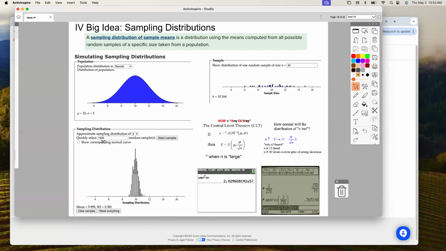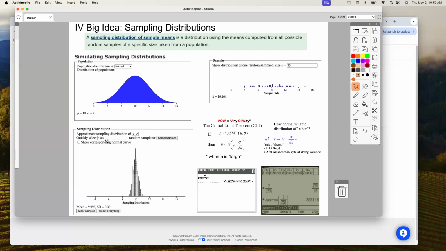Let's say I did it 1,000 times, and the software is going to be able to do this very quickly. This is going to be the distribution of all the X bars. So this is the distribution of the individual, and this is the distribution of the X bar when I take 30 out and record its mean over and over and over again.